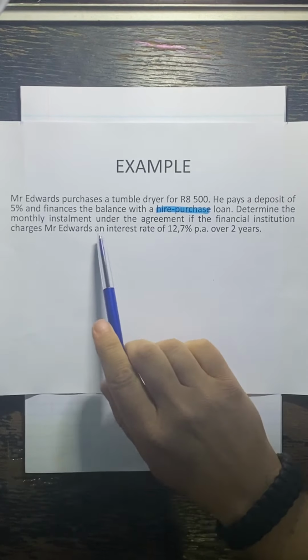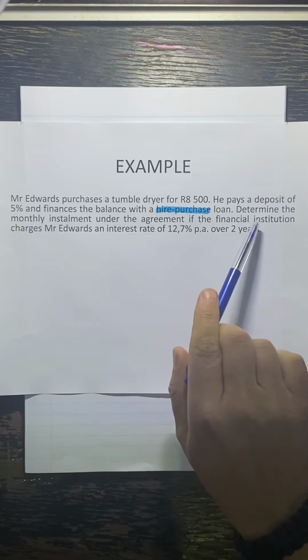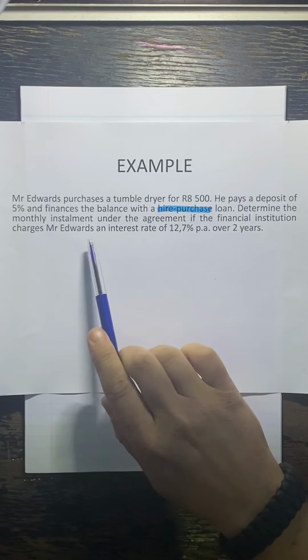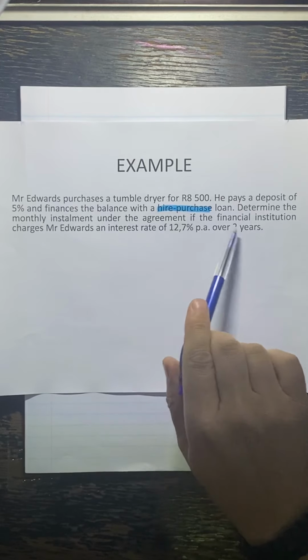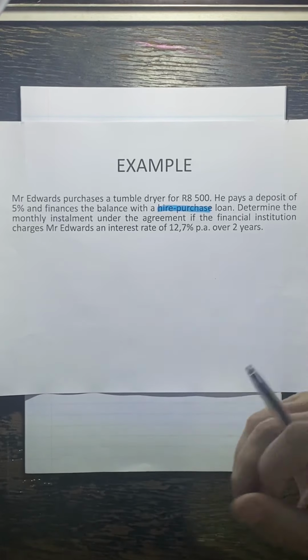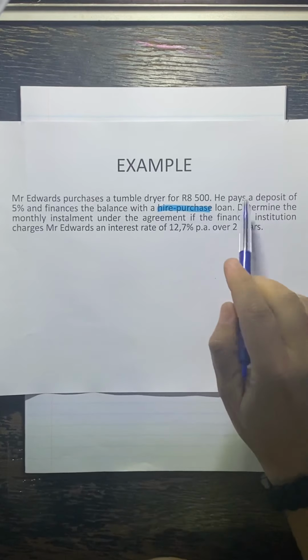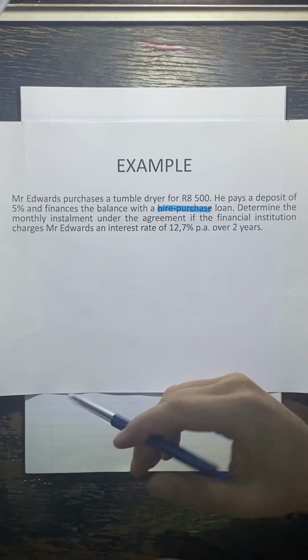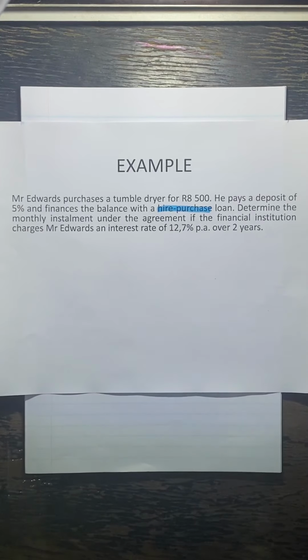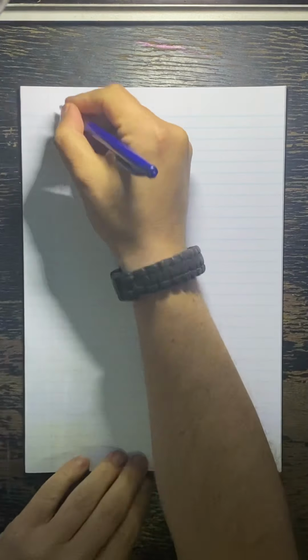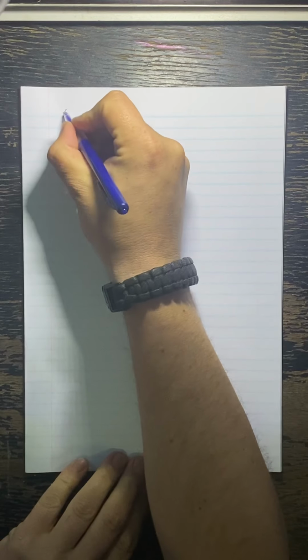Determine the monthly installment under the agreement if the financial institution charges Mr. Edwards an interest rate of 12.7% per annum over 2 years. So the first thing that we need to do here is, because he's paying a deposit, we need to work out how much he's going to be taking out as a loan. So the first thing I'm going to do, this is example one.